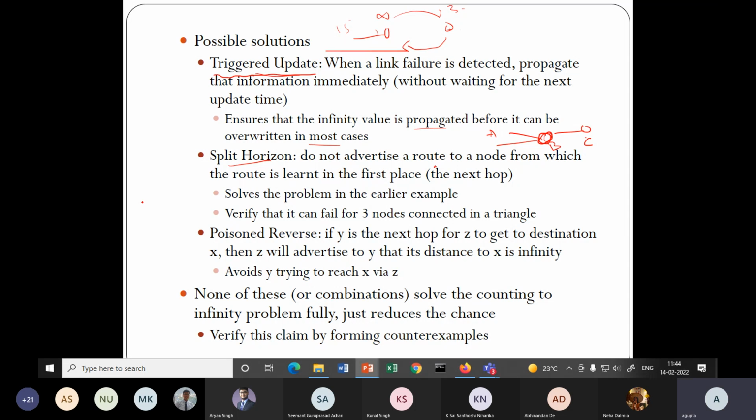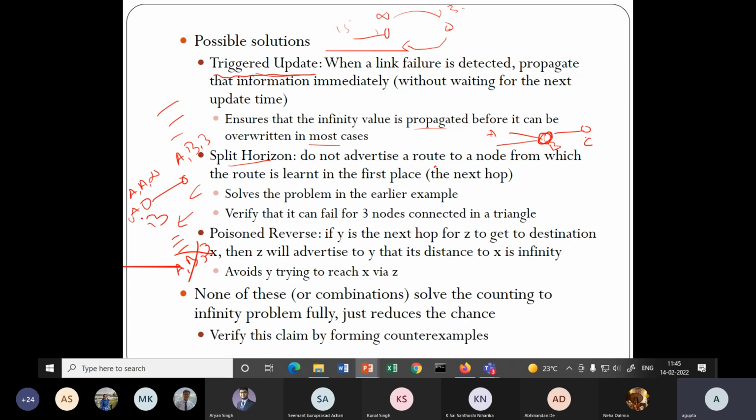Okay. So in our case, what will happen? In the earlier case, you had B, C. B had A infinity, C had A, B, 3. And this A link is broken now. So when C sends the update, C has other entries, etc., etc. C will send all those entries, but this A, B, 3 will not be sent.